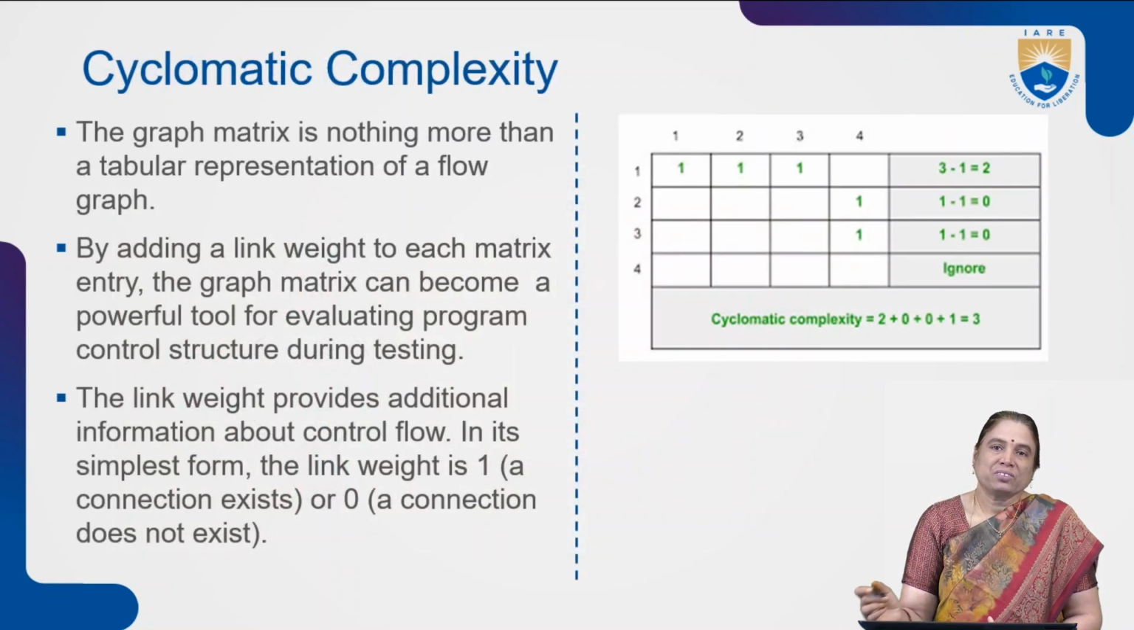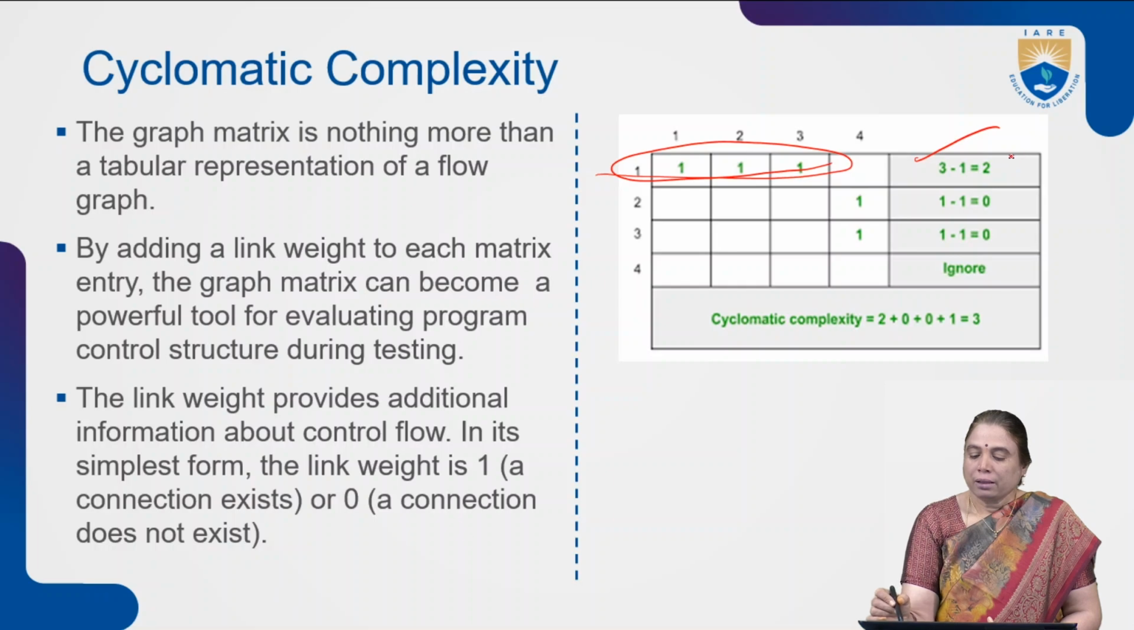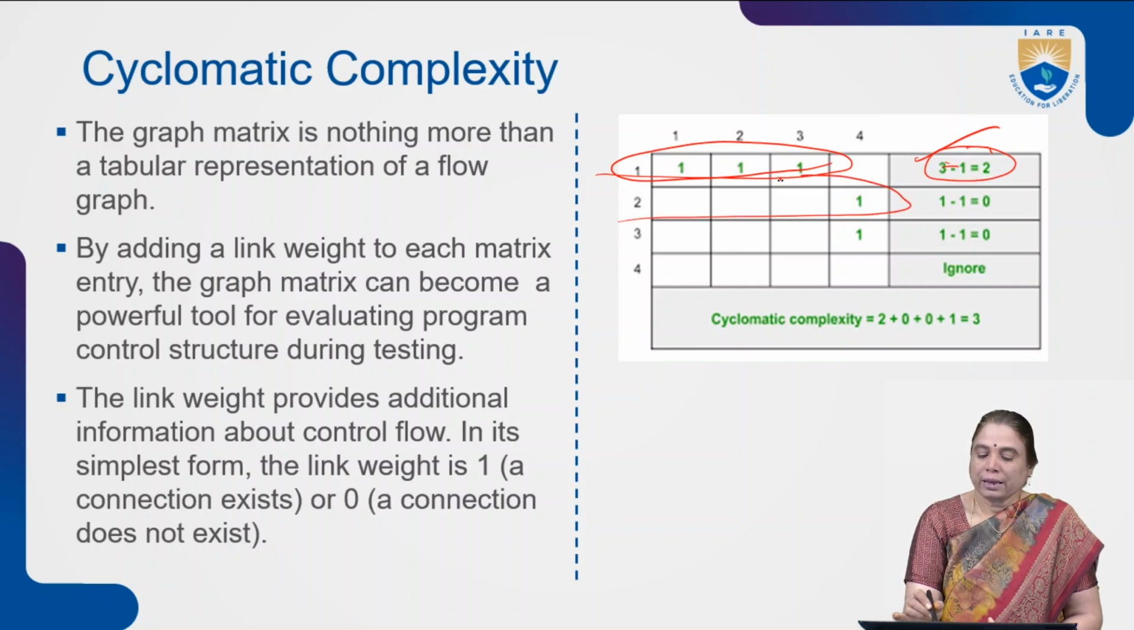This graph matrix is used in order to identify the basic metric of test case design, which is cyclomatic complexity. From the graph matrix, each row sum minus 1 can be calculated. Here the first row has three ones. So 3 minus 1 is 2, which is the output. And if you take the second row, the sum of row values is 1. 1 minus 1 is 0.